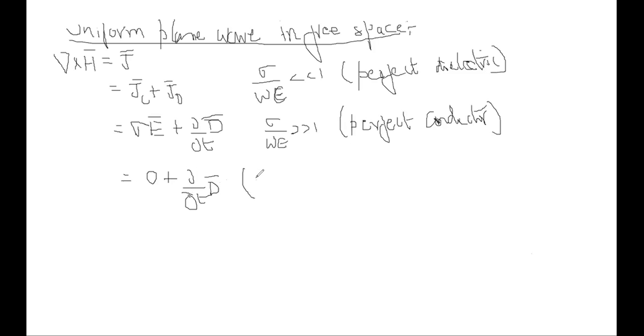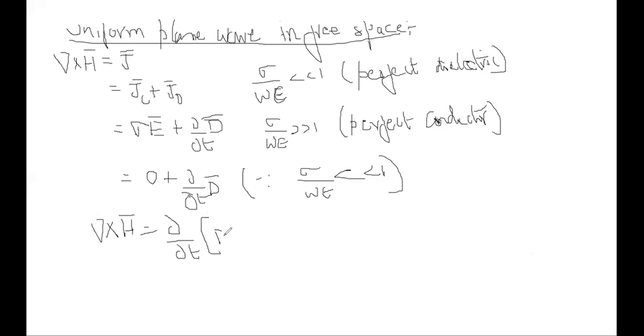Since sigma by omega epsilon is very much less than 1, this is considered a perfect dielectric, free space. Free space is nothing but dielectric only. We are finding the uniform plane wave in free space, in the dielectric only, where the conductivity is 0. So del cross H bar is equal to dou by dou t of D bar.